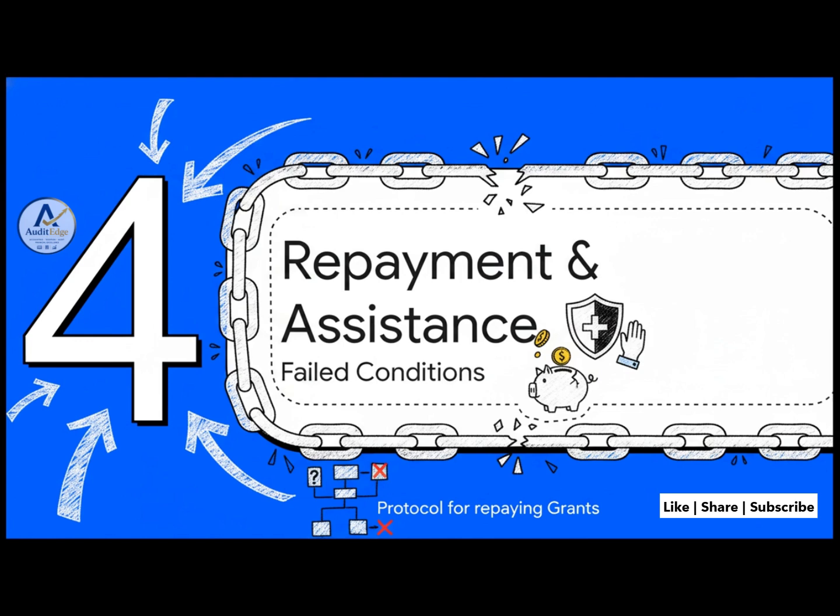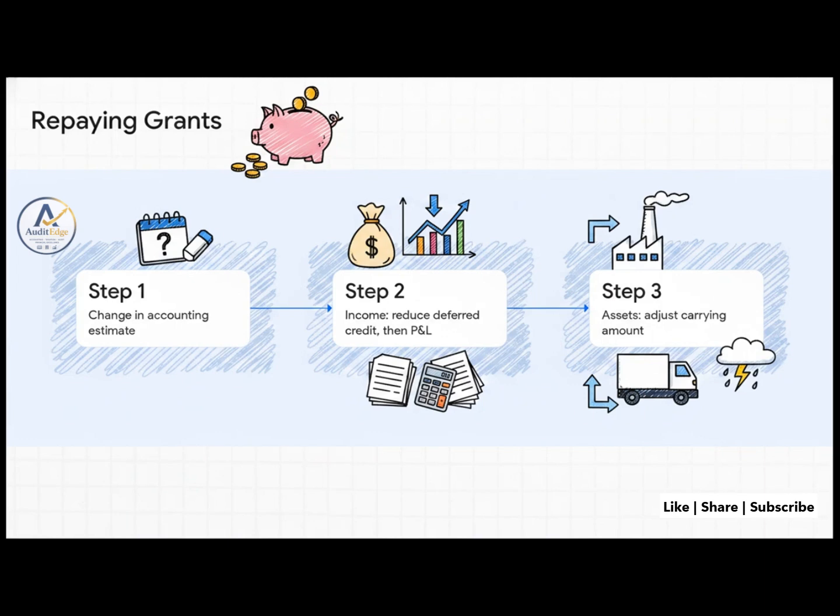Section 4. Repayments and assistance, when things change, and unvalued benefits. Now, what happens when conditions fail? As an auditor, this is exactly where I look. Let's examine the protocol for returning the money. Step 1. Treat this as a change in accounting estimate under IND AS 8. Step 2. For an income grant, apply the repayment against unamortized deferred credits first. Any remainder hits profit or loss.